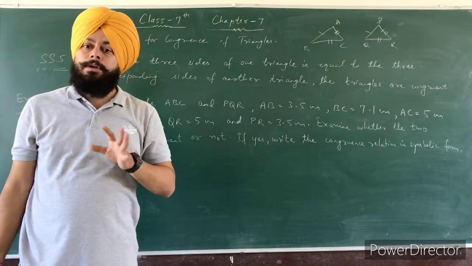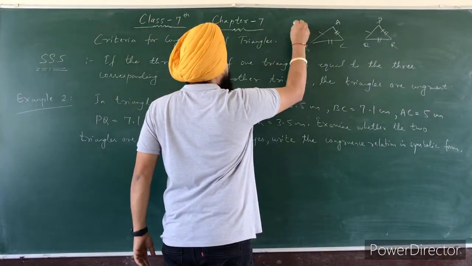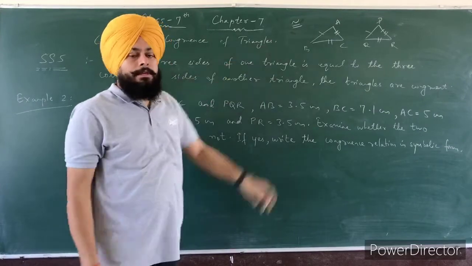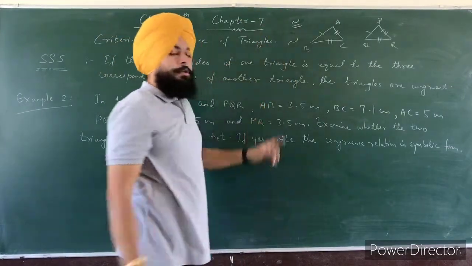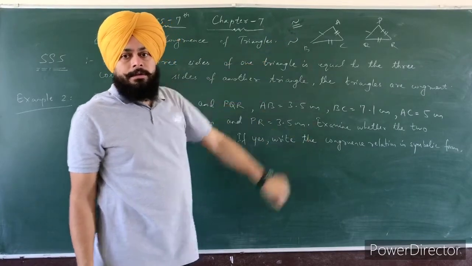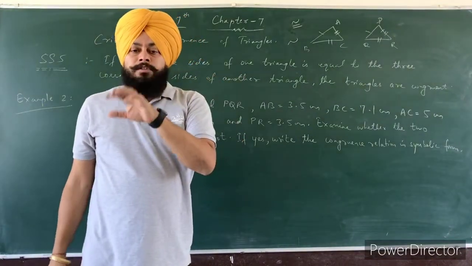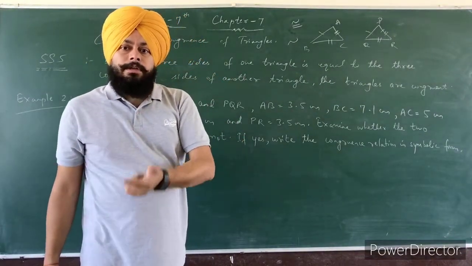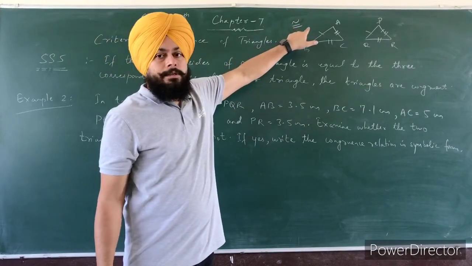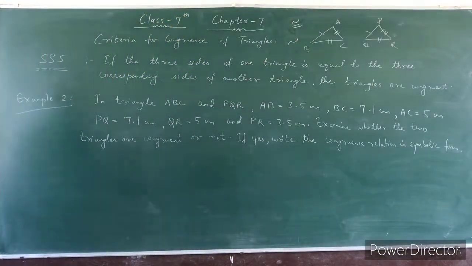Alright. And the symbol for congruent is this one. This is the symbol for congruent, and this is the symbol for similar. This is for congruent and this is for similar. Because in congruent triangles the corresponding sides are equal, that's why the equal to sign is put. Equal to and similar, both are there.